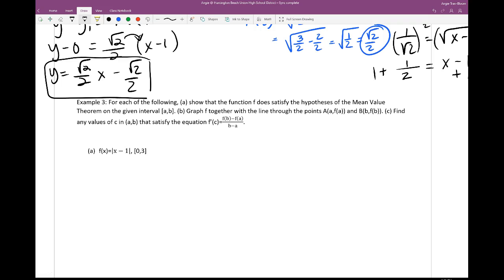So now this example is exactly the same as example 2 and example 1 really, but in this one they also want you to graph, okay? So more practice for the mean value theorem. That means it's really, really important. So part A.